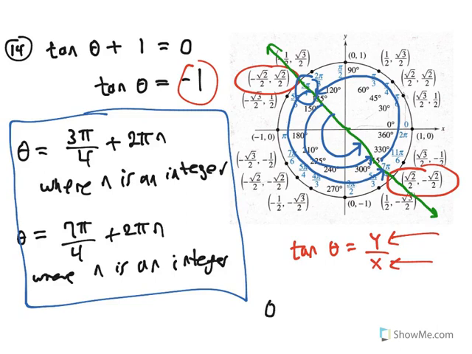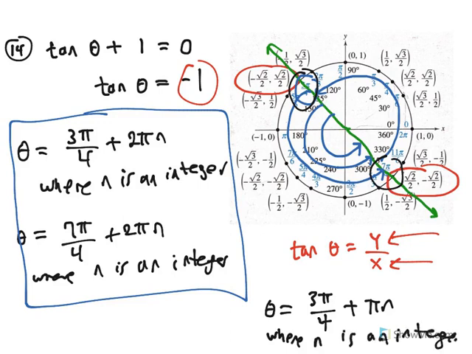So an alternative way to write the solutions of this equation would be start at 3 pi over 4, but instead of adding 2 pi n, just add pi n. And that would take care of not only 3 pi over 4 and all of its coterminal angles, it would also take care of 7 pi over 4 and all of its coterminal angles. And of course, you want to indicate where n is an integer. So that's basically the same thing that we have here, but just more condensed.